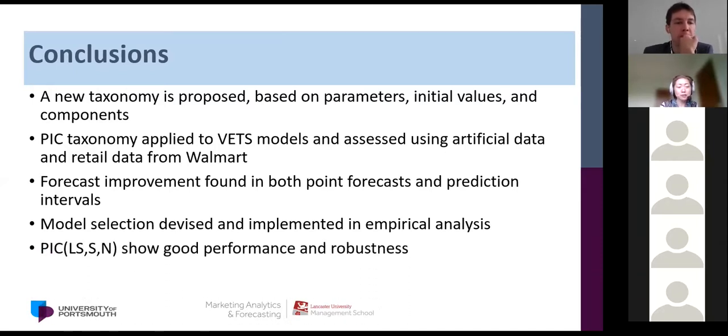So out of all of those PIC restrictions, if you have to select a winner, if you like, then PIC LSSN, so common smoothing parameters for level and seasonality, common seasonal initial values and individual components, shows overall very good performance, strong forecasting performance and robustness as well.